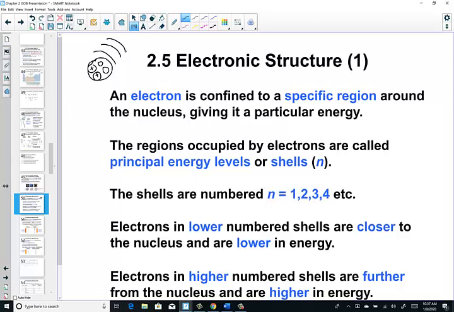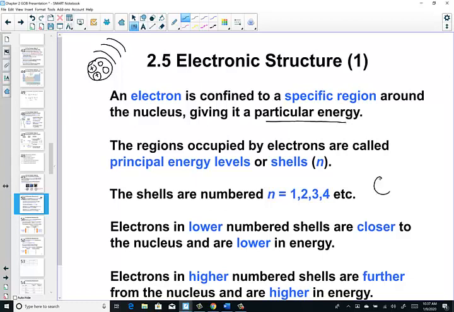An electron is confined to a very specific region around the nucleus, and we refer to those very specific regions as energy levels. They have a very particular energy that they're allowed to reside in. These regions occupied by electrons are called principal energy levels. Sometimes you'll hear those called shells. And they're abbreviated with the letter N. N stands for the principal energy level. These shells are numbered to let you know the energy contained in each orbital.